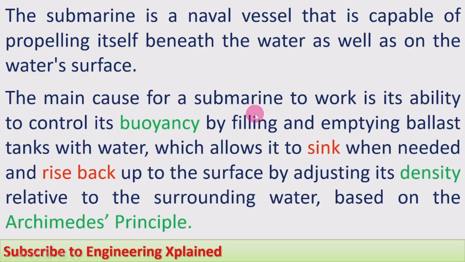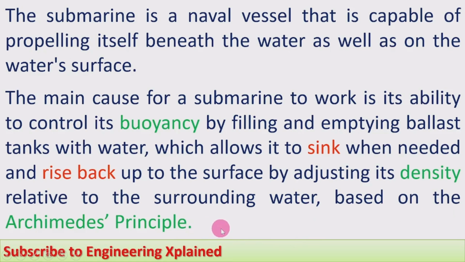The main cause for a submarine to work is its ability to control its buoyancy. Buoyancy is the upward force acting by the water on any floating or submerged body, and that force is to be balanced in the submarine. That is done by filling and emptying ballast tanks with water, which allows it to sink when needed and rise back up to the surface by adjusting its density relative to the surrounding water, based on the Archimedes principle.